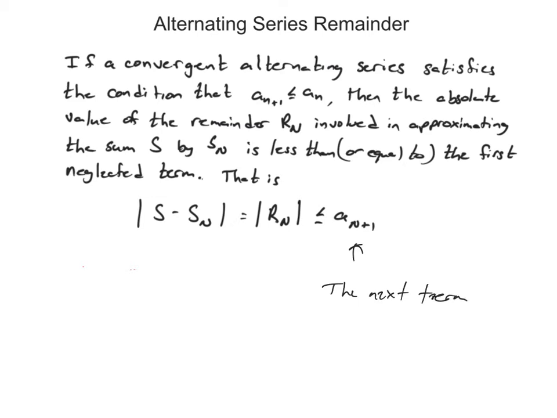So whichever one you stop with, you take a look at that next term, and that's going to be the error. For example, let's say I have the alternating series (-1/2)^n, n equals 1 to infinity. This series is going to be equal to -1/2 plus 1/4 minus 1/8 plus 1/16, and so forth.